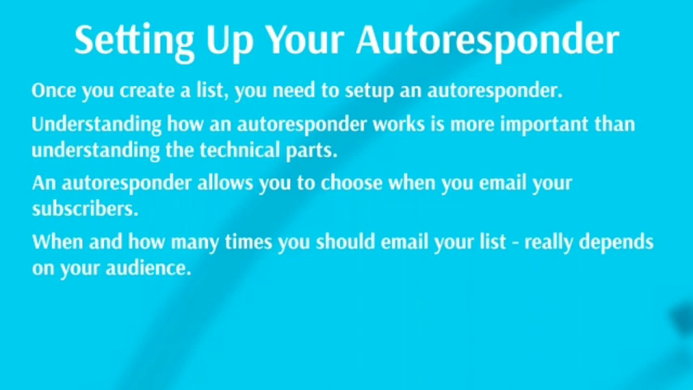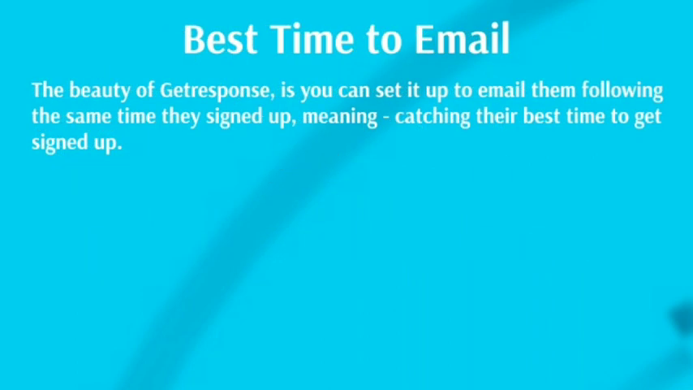If you've done the proper demographic research and you understand somebody's typical day, then understanding when is the best time to email them is actually quite easy. Now, the beauty of GetResponse is that you can set it up to email them following the same time that they signed up, meaning you can catch them at the best time. So let's say one of your subscribers signed up on Wednesday at 3 p.m. What GetResponse will do is detect that, and you could set that within your email autoresponder system and say, okay, email them every day at 3 p.m. or every week on Wednesday, 3 p.m.